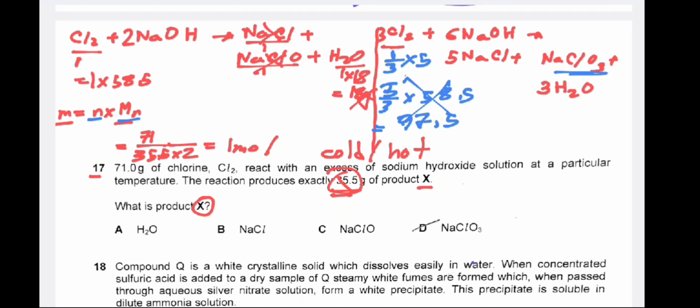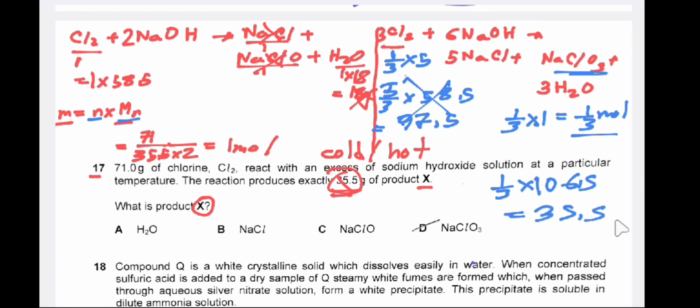Then for NaClO3, for chlorine it is 1 mole. So 1 for 3 moles, that is 1 by 3 into 1. So the number of moles of NaClO3 is 1 by 3 mole. So we know the number of moles, so mass in grams is equal to number of moles into AR or MR. So what is the MR of NaClO3? Na is 23, Cl is 35.5 and O3 is 3 times 16, that is 106.5. So 1 by 3 into 106.5, the mass comes to be 35.5 gram. So the correct statement that gives 35.5 gram is NaClO3.